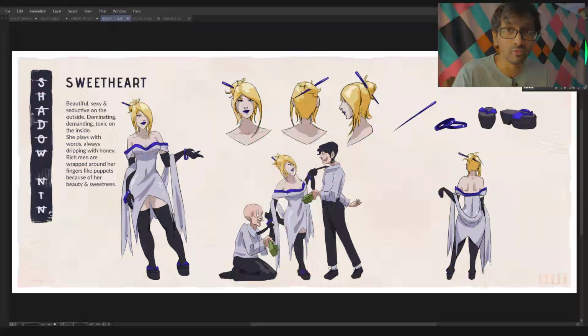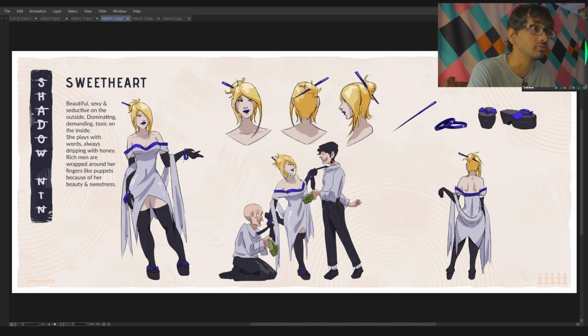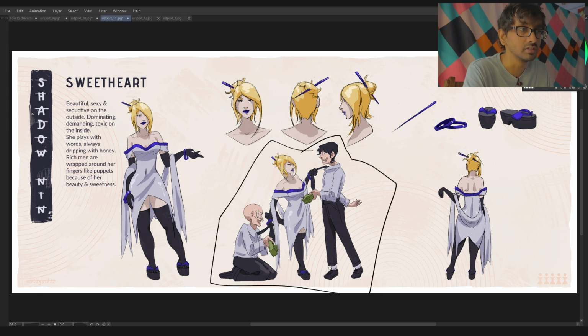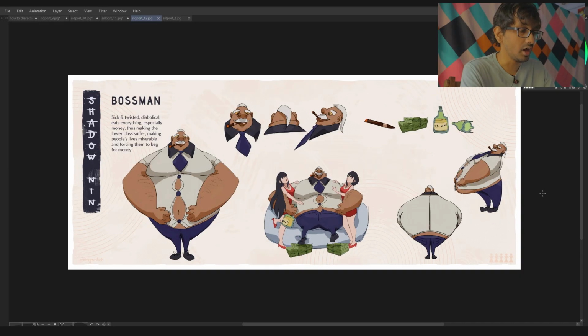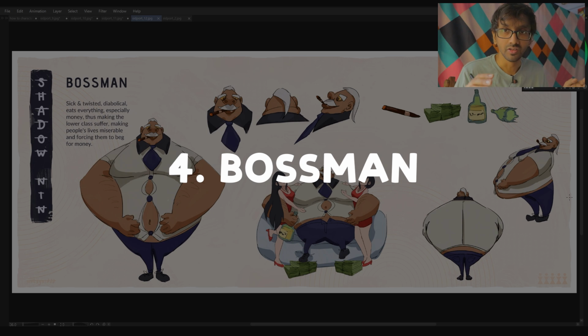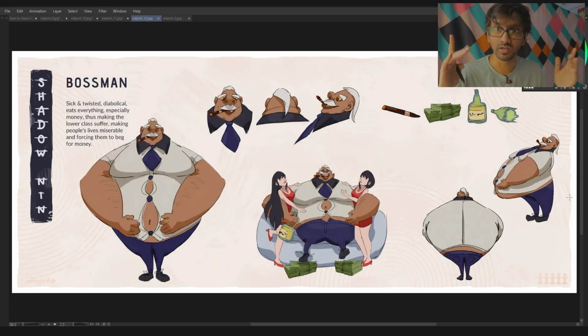So I have given her very revealing and sexy clothes, and this scene depicts her character, her personality, how she is. I hope you like her. You like her, don't you? Now for the final character, the Bossman. He's like a twisted businessman who just works for money, who just wants money from other people, alright, who just takes money from poor people.